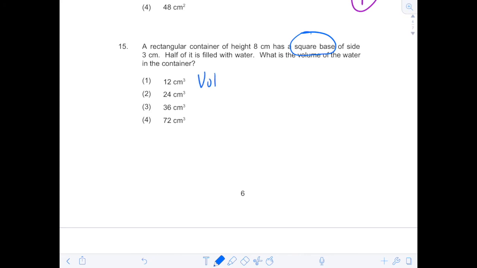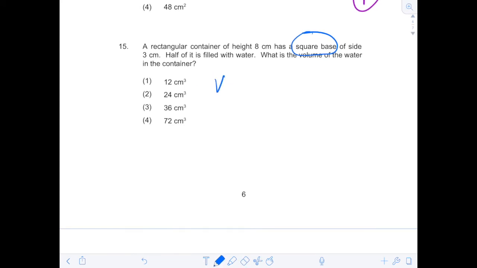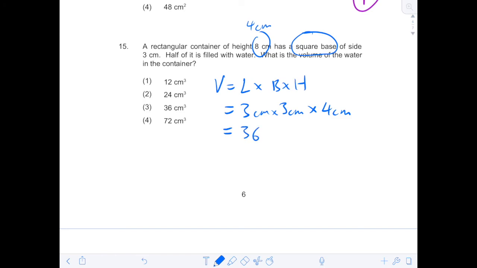So volume, I'll just use V, will be equals to length times breadth times height. Now since it's a square, the length and the breadth of the base is the same, so you're going to have 3 cm multiplied by 3 cm. Now the whole height of the container is 8 cm, but because it's only half filled with water, the height drops to 4 cm. So we just change it to 4 cm, and now we're going to have 9 times 4, you're going to have 36 cubic cm. Answer should be 3.